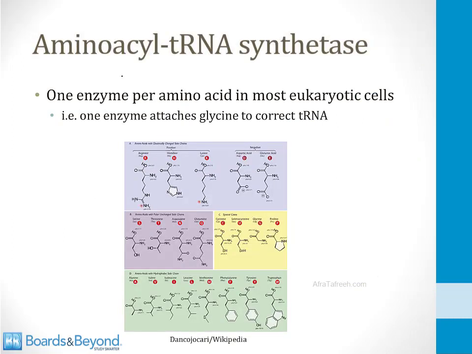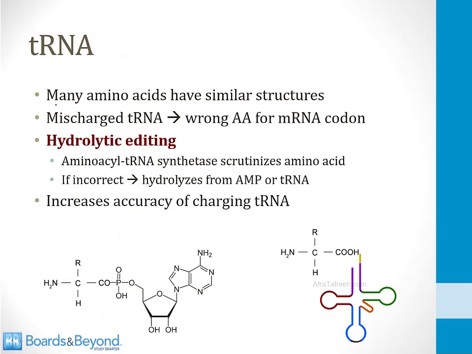In the human body, there are many different forms of the enzyme aminoacyl tRNA synthetase. Shown on the slide here are all different amino acids, and in general, there is one aminoacyl tRNA synthetase enzyme per amino acid for most eukaryotic cells. In other words, there is one enzyme to attach glycine to the correct tRNA, another enzyme to attach other amino acids to the correct tRNA. Now, many amino acids have similar structures, and if a tRNA molecule were to be mischarged with the wrong amino acid, that could lead to the wrong amino acid being inserted into a protein for a given mRNA codon.